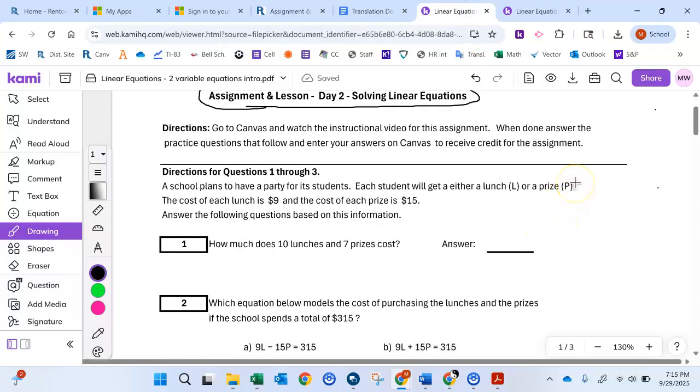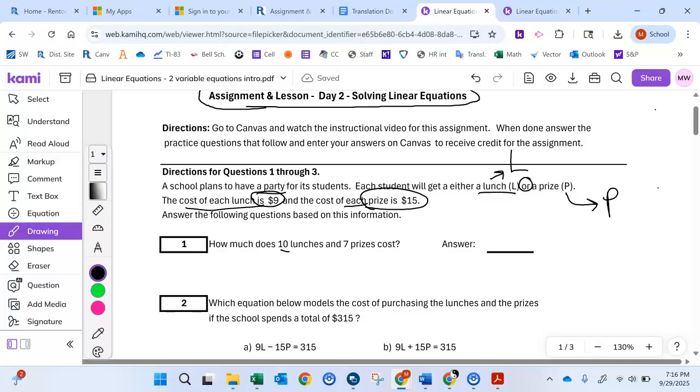Okay, so the first question after we've read this: there's going to be a party, and each student is going to get a lunch, where L is the variable, or a prize, not both, but one or the other. The cost of each lunch is $9. The prize is $15 each. So now we're going to answer the following questions. I'm going to do the first three for you, and then I'll let you do the rest.